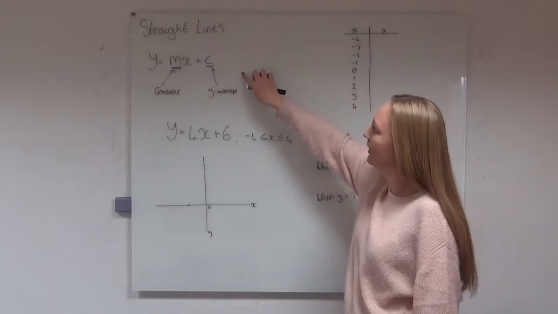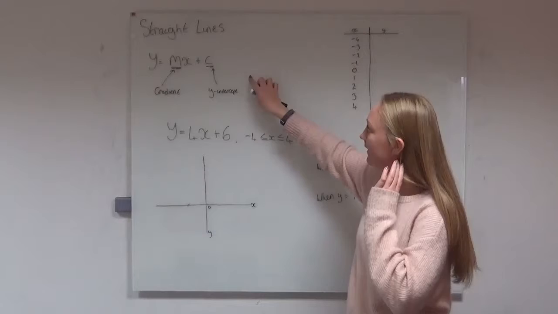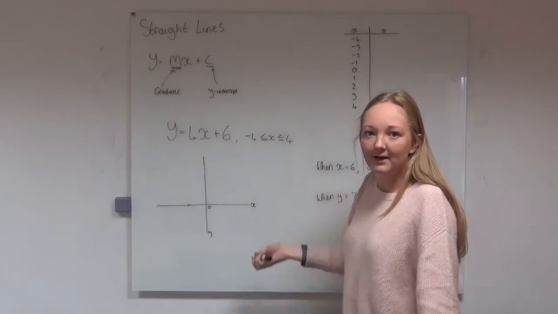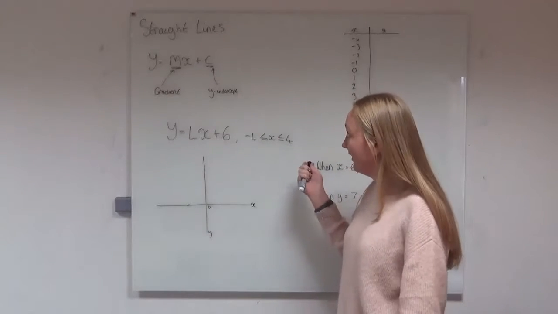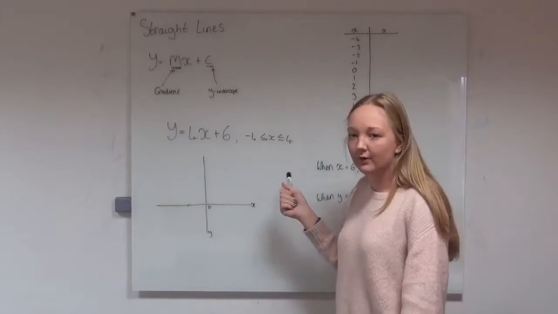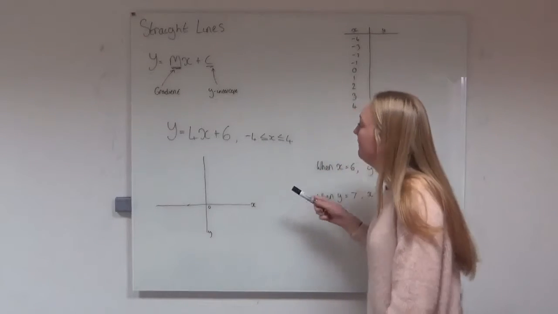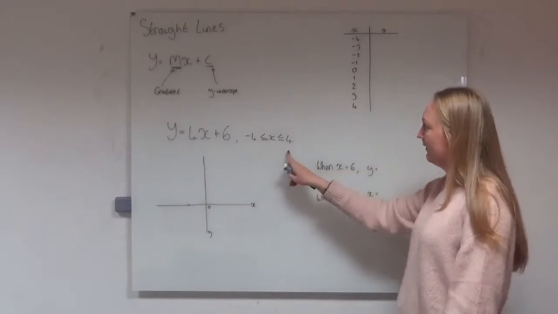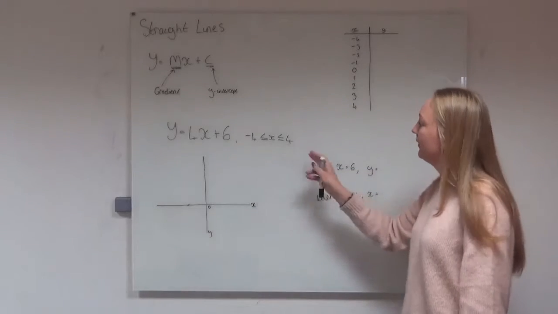So this is where the line will cross the y-axis. m and c can be any positive or negative integer. So the example I'm going to use today is y is equal to 4x plus 6. And we're looking at finding the values of this graph and sketching it between -4 and 4.